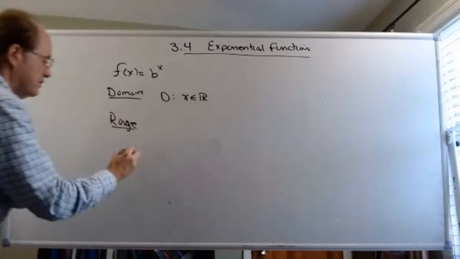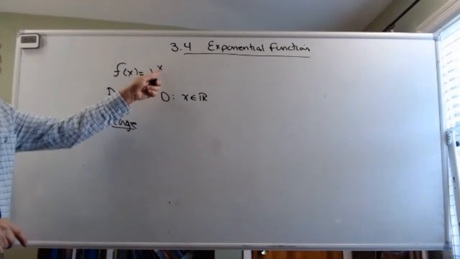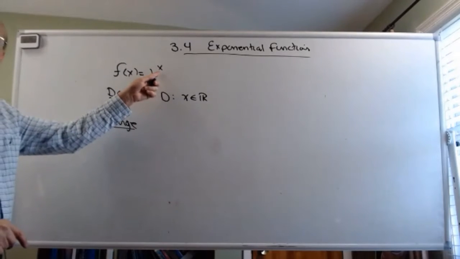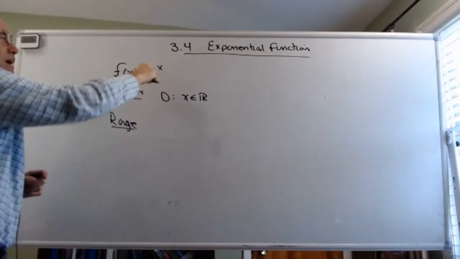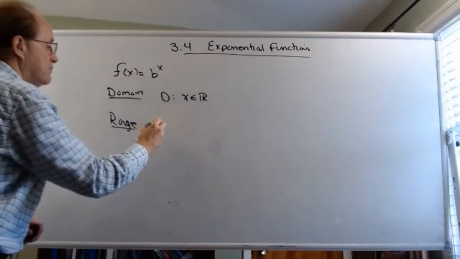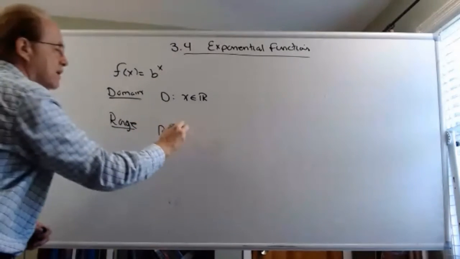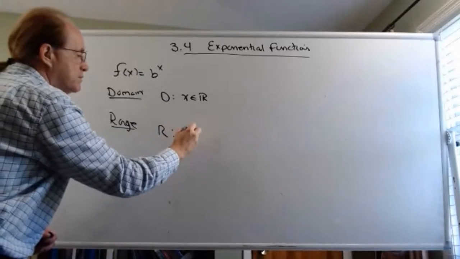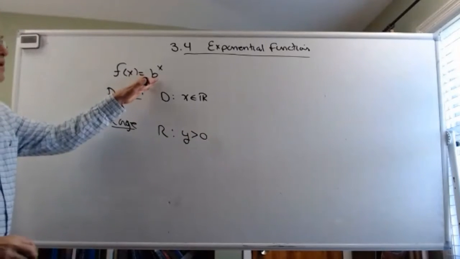Let's take a look at the picture and notice what you get. No matter what value of x I put in there, I will never get a negative value out. b is a positive number. Take a positive number, raise it to a power, I can't get a negative. So over here, the range, that depends upon the y, it's a real number, but it's always going to have to be greater than 0. Now, I can't get 0.